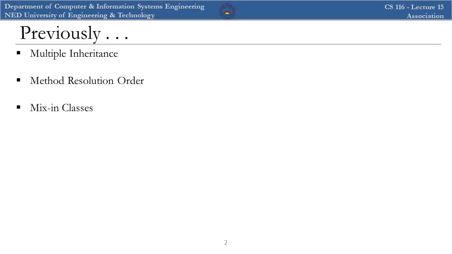In the last two lectures, we had been discussing multiple inheritance. We discussed the syntax, we discussed the search order, which is called method resolution order, and then we saw the most common usage of multiple inheritance, which is mixed-in classes. In today's session, we'll discuss association. This is where we ended our last lecture.